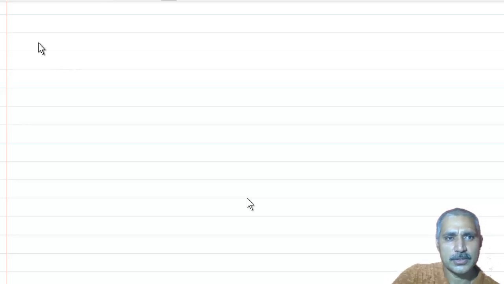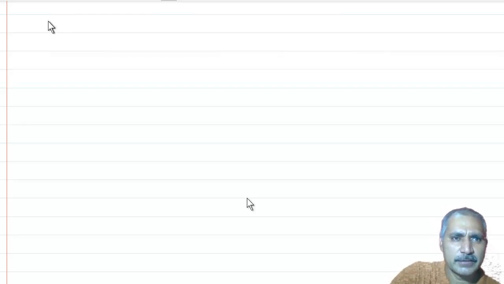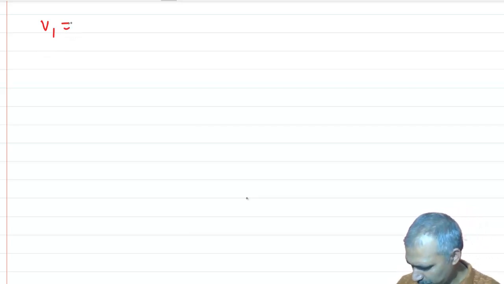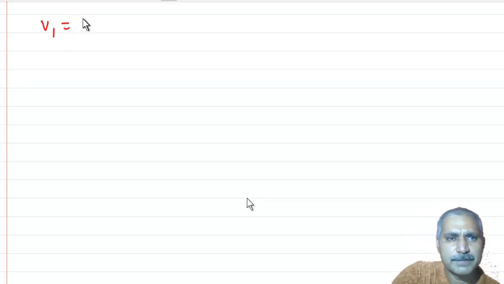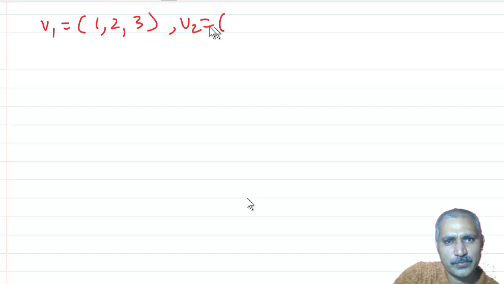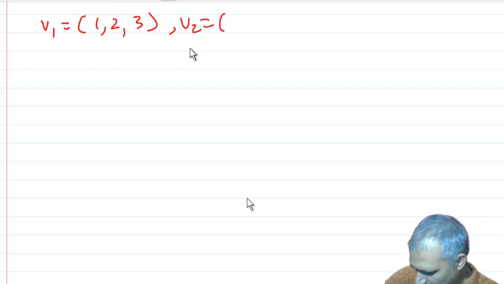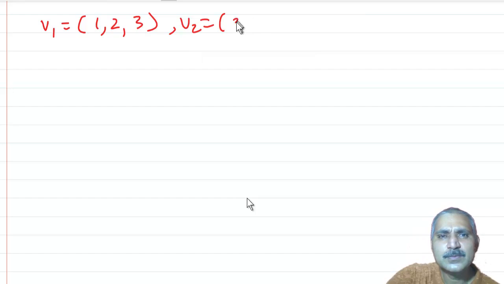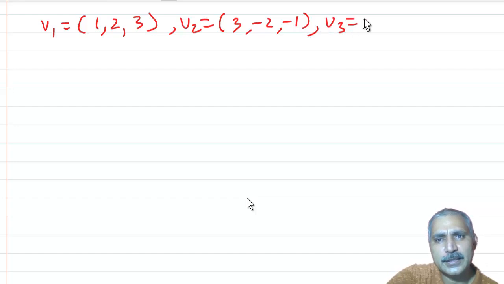Now let us take one example to see whether the given set of vectors are linearly independent or not using the concept of matrices. We will be using the row operation to simplify that. Now let us take the vectors v1 that is equal to 1, 2, 3, v2 that is equal to 3, -2, -1, and v3 that is equal to 1, -6, -5.